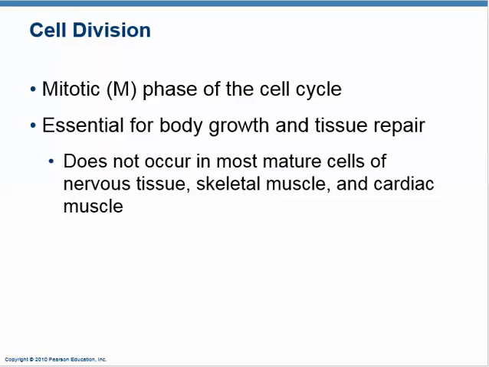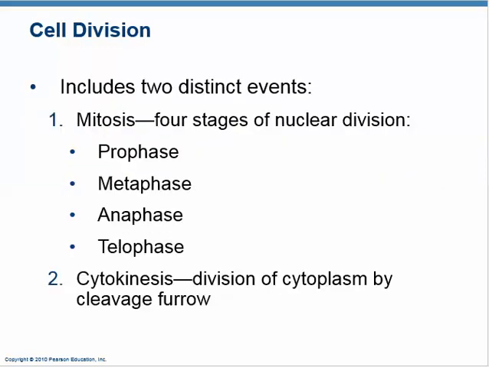Now, there are 46 strands of chromatin. Now, when we enter the mitotic phase of the cell life cycle, if it's going to happen, it doesn't happen with nerves, skeletal muscle, cardiac muscle, but if it's going to happen, then we go into this mitotic phase. And this becomes mitosis and cytokinesis. So mitosis is nuclear division, and there's 4 stages of it: prophase, metaphase, anaphase, and telophase.